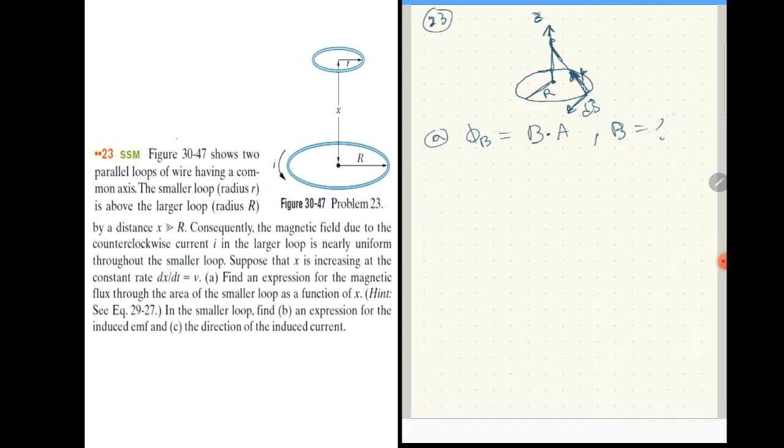You may remember the right expression for the B field in this case, but I think it's useful to discover this expression right now. To do that, you may use the Biot-Savart law. I think you should remember the Biot-Savart law, especially if you took physics 3 or electromagnetism. So this is the expression for the Biot-Savart law.